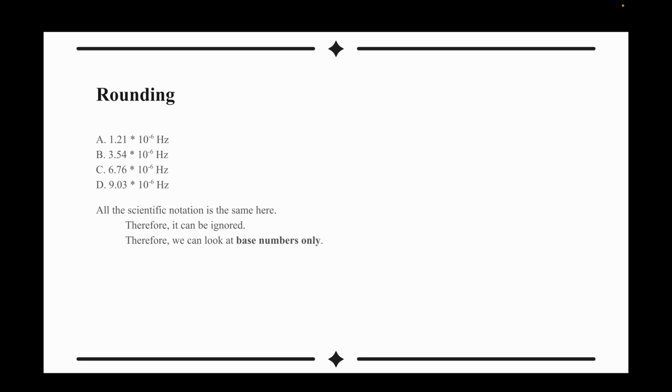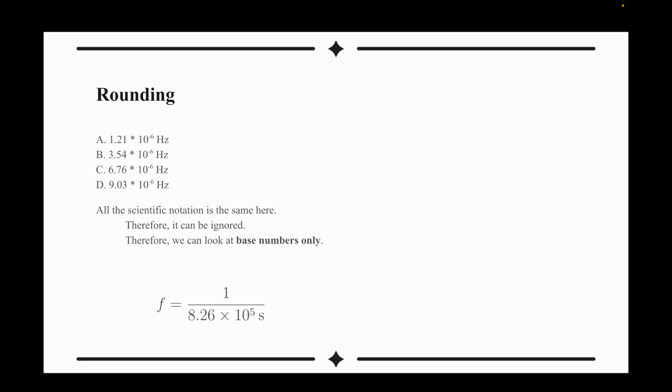Let's talk now about the two best strategies for rounding. The particular strategy you use depends on the answer choices you have available to you. Looking at this first one, we can see all of the scientific notation in this question is the same. All of these numbers are times 10 to the negative 6th. Because of that, we can ignore the scientific notation in this question. In addition, any scientific notation we might want to use in our calculations can also be ignored. I call this looking at the base numbers only.